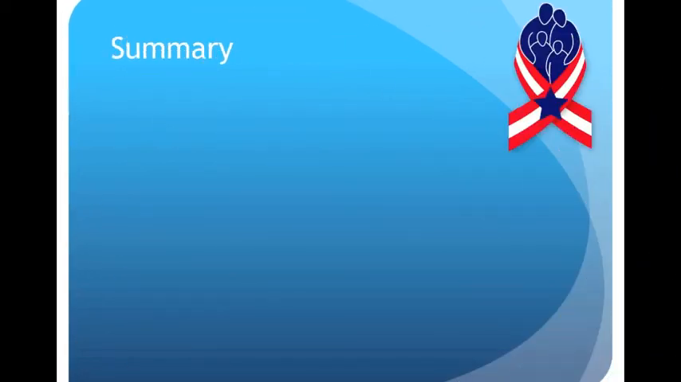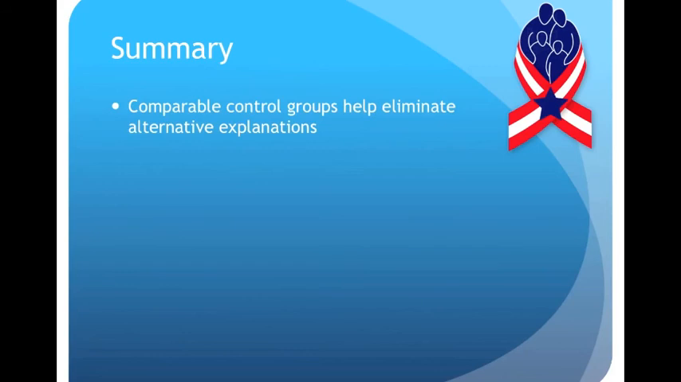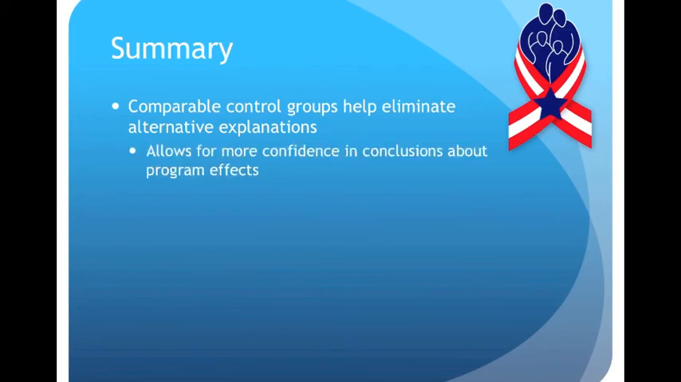We want to use comparable control groups so that we can compare apples to apples. Said another way, the control group serves as a natural reference group with which to compare growth trajectories, thus eliminating alternative explanations for program effects. And what results is more confidence in conclusions about program effects.